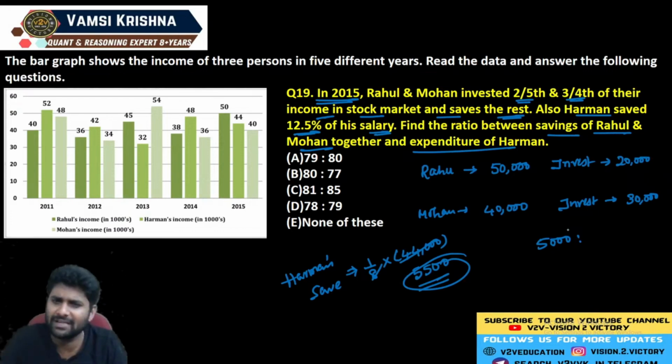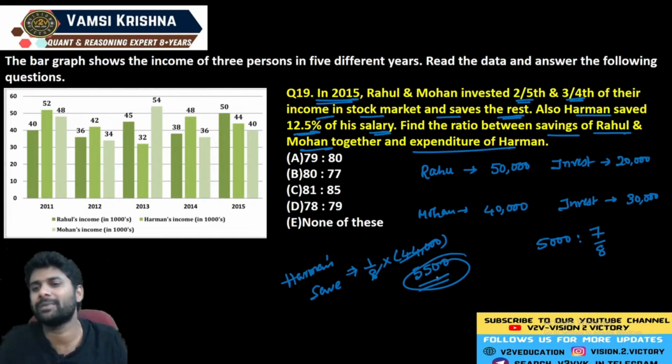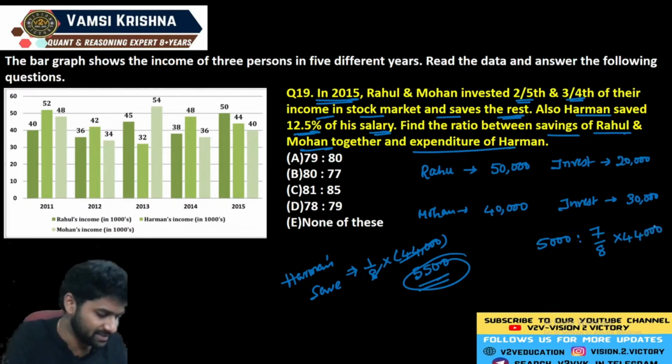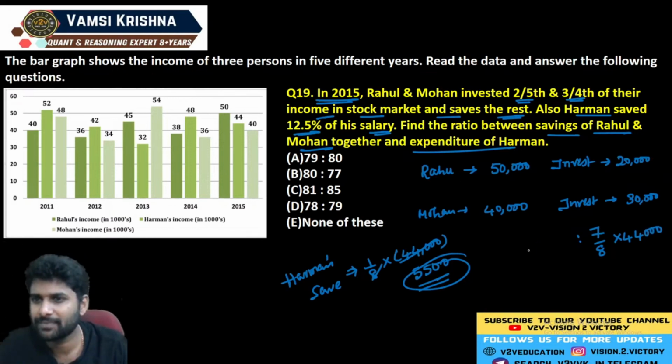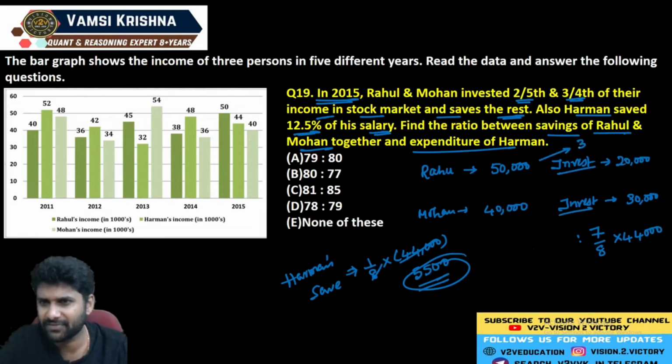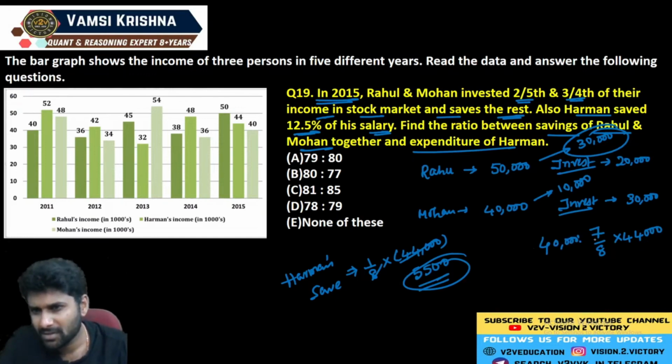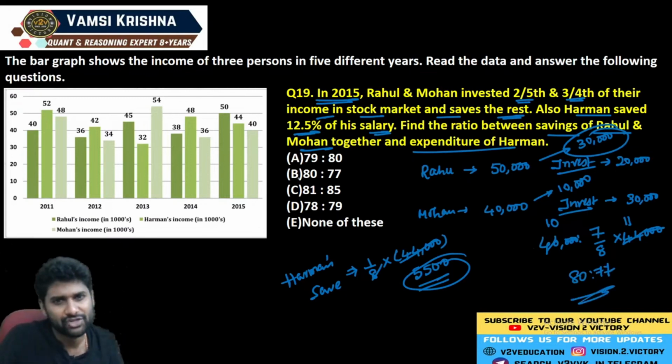Otherwise, guys, if you feel it's difficult, let us take in this way. So his expenditure is, sorry, his savings is 1 by 8. Definitely expenditure is 7 by 8 of 44,000. You can take in this way also. Guys, sorry, it's an investment, right? So what about the savings here? It's a savings of 30,000. You have to see, it's a savings of 10,000. So total savings is 40,000. Just cancel 3 zeros and 3 zeros. It's 11 times. It's for 10 times, it's a ratio of 80 is to 77. It's a ratio of 80 and 77.